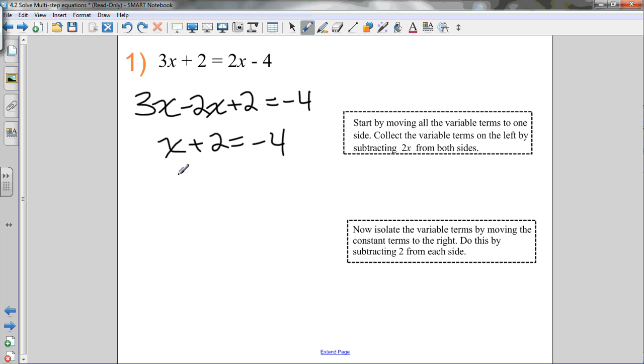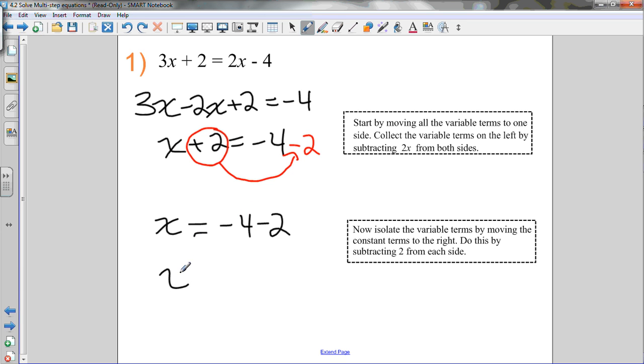Now this looks just like a question from yesterday, or from last lesson. Now I want to isolate the variable. I want to isolate the x by moving this plus 2 to the other side. And I remember, to move a term to the other side, I must apply the opposite operation. So the opposite of adding 2 is subtracting 2. So to move to the other side, I must subtract 2 from the other side. So what I'm left with on the left side of the equation is just the x, because I've moved the plus 2. And on the right side, I have negative 4 minus 2. So x equals negative 6.